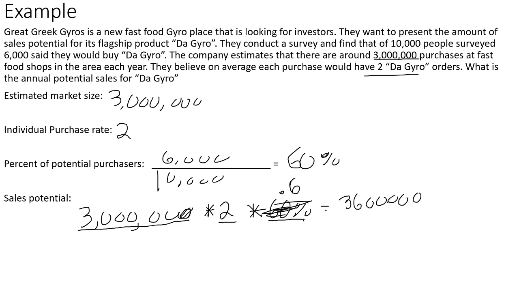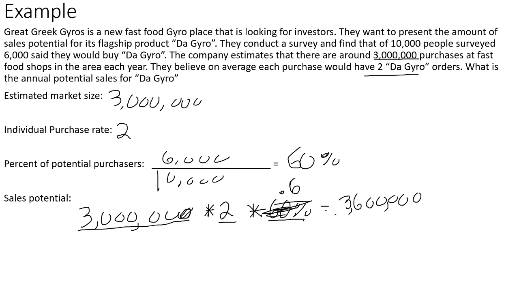3,600,000, making sure I got all my zeros in there. Sorry, there's just a lot of zeros on my calculator here, so I want to make sure I get them all down. There we go. So let me make this correct here: 3 million times 2 times 0.6. Right. So they're going to get about 3,600,000 purchases a year. Sorry about that, just a little calculator issue there.